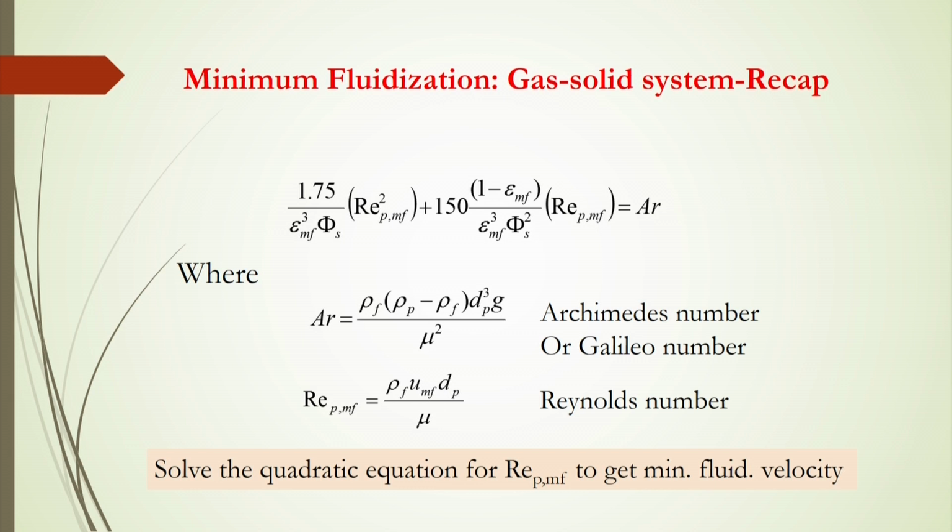So, as a recap, you know that the minimum fluidization velocity for a gas-solid system can be calculated from this equation, which is a quadratic equation of the Reynolds number at minimum fluidization condition. This is a function of the Archimedes number, sometimes referred to as the Galileo number, and the minimum fluidization velocity depends on different factors like geometric variables, physical properties and also the thermodynamic conditions.